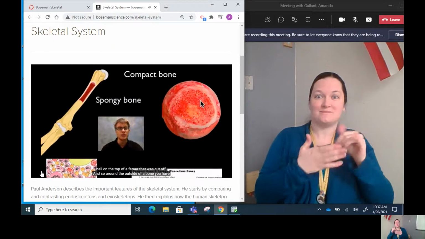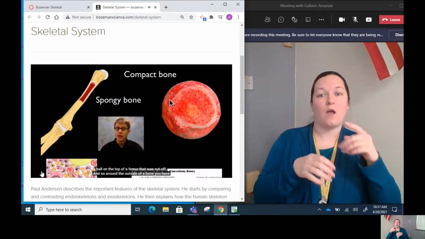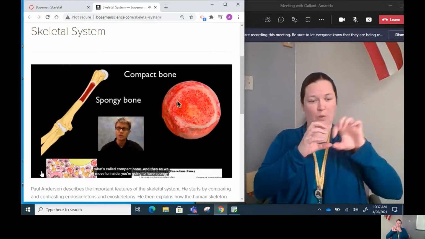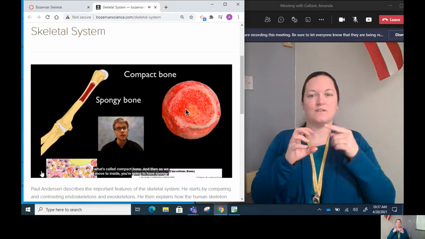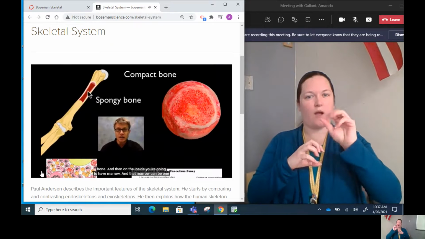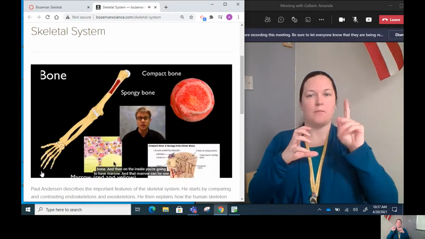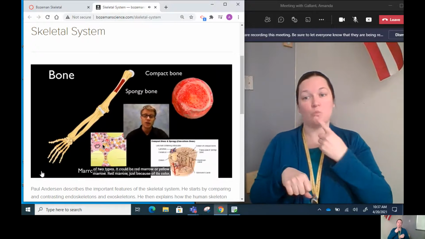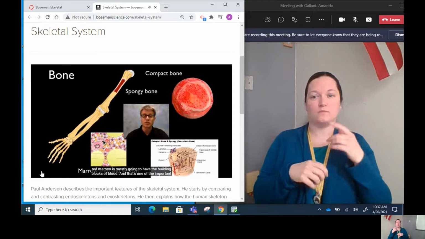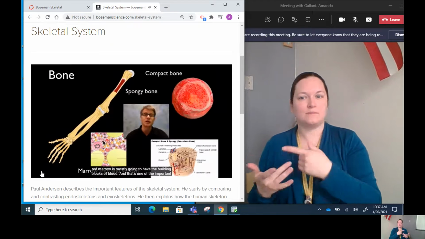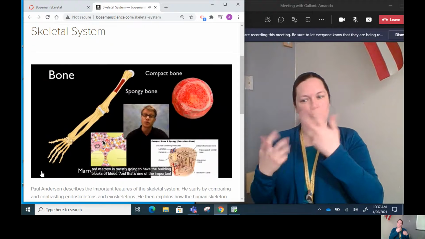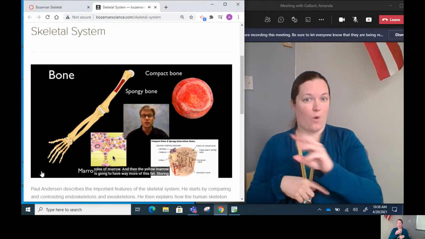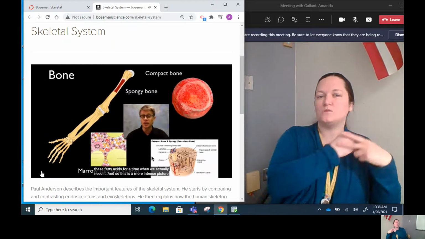This is actually the ball on the top of a femur that was cut off. Around the outside of a bone, you have what's called compact bone. Then as we move to the inside, you're going to have spongy bone. And then on the inside, you're going to have marrow. That marrow can be one of two types: red marrow or yellow marrow. Red marrow, just because of its color, is mostly going to have the building blocks of blood, and that's one of the important roles of marrow. And then the yellow marrow is going to have way more fat, storing fatty acids for a time when we actually need it.